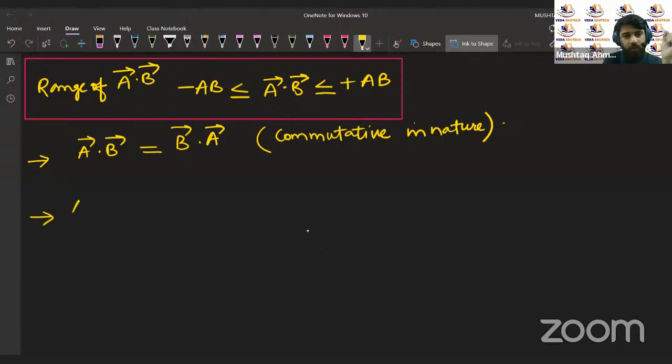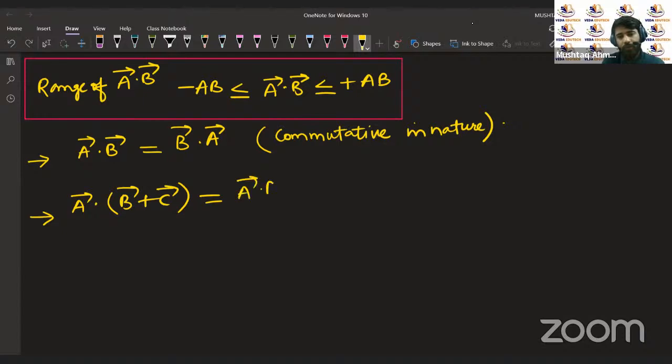And similarly, dot product is also distributive in nature. Suppose A dot (B plus C vector). We can define it as A dot B vector plus A dot C vector. So this is what we call the distributive property of the dot product.